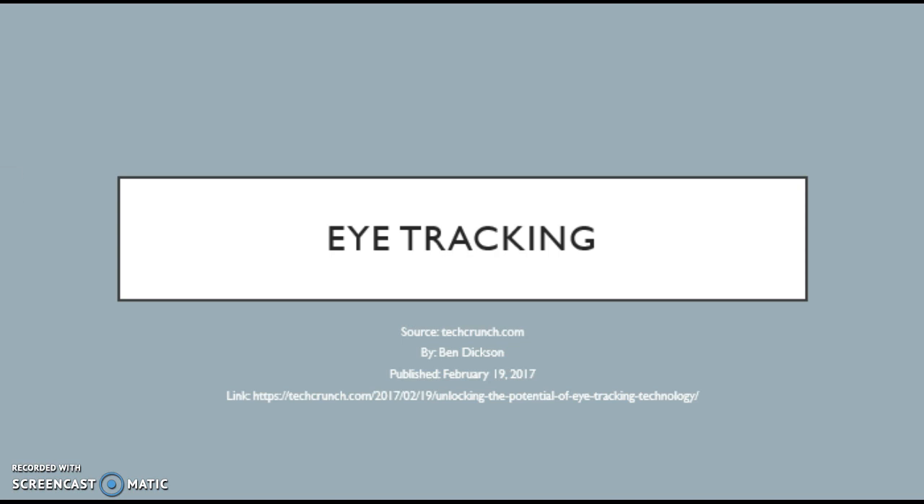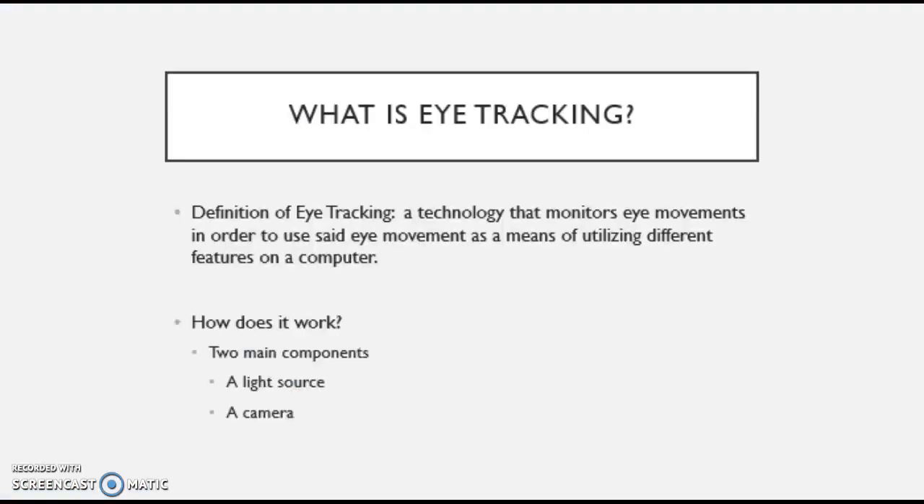Let's begin talking about eye tracking. So what is eye tracking? A simple definition is that it's a technology that monitors eye movements in order to use that eye movement as a means of utilizing different features on a computer. The way it works is that the eye tracking we're talking about is non-intrusive. So you're not putting something crazy in your eye, or in your brain, to make things on a computer move.